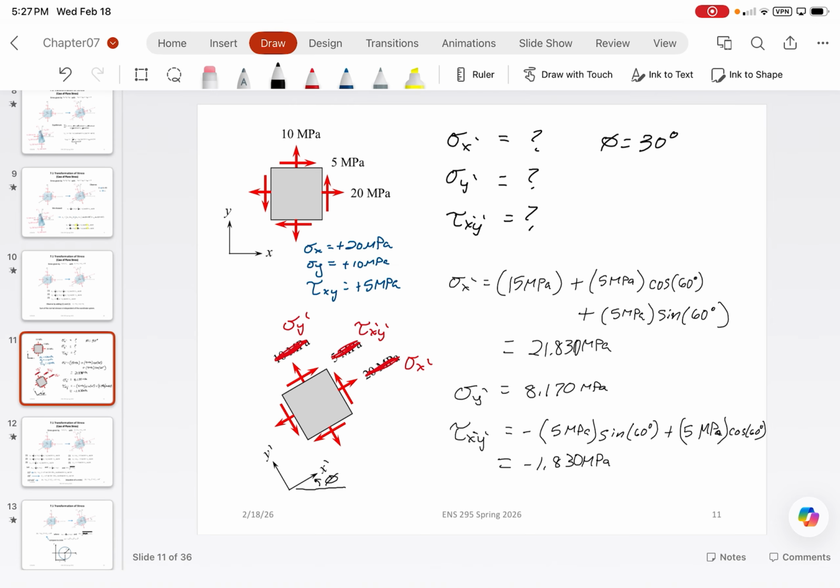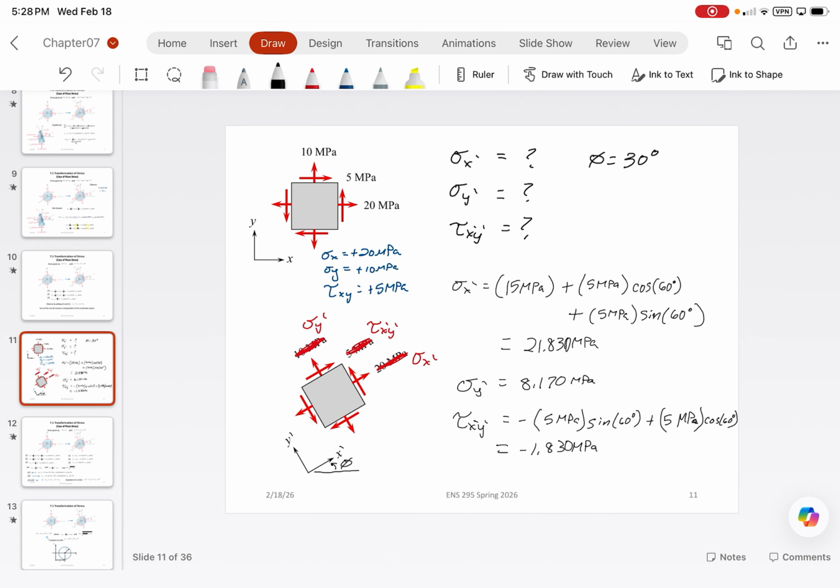Awesome. Now, what if I asked you guys for a different angle? Do you want to keep plugging it in over and over again? No. What if you had to figure out the maximum normal stress, for example, the maximum possible value for sigma x prime, or the maximum possible value for tau xy prime? It would be a hassle to keep plugging in over and over, or to do algebra to figure it out. Fortunately, there's an easy method to graphically plot this entire thing for all possible orientations.